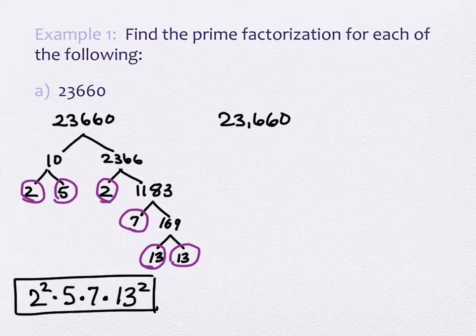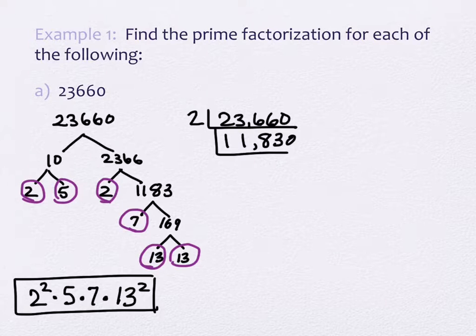23,660. And the first thing I'm going to do is just to divide by the smallest prime number that it divides by, which would be a 2. And again, our calculator's our friend. If I divide this by 2, I'm going to do the division going downwards because there's not going to be any remainders. What is 23,660 divided by 2? 11,830. And then I would divide by, again, the smallest prime number that divides this number, which would be 2.